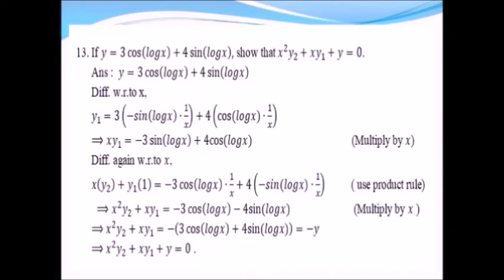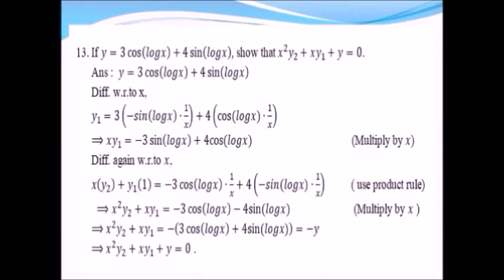So when I am multiplying with x, my left side is x square y2 plus x y1 is equal to minus 3 cos of log x minus 4 sine of log x. From the right side I am taking minus outside, remaining is 3 cos of log x plus 4 sine of log x. From the question given, y is equal to 3 cos of log x plus 4 sine of log x. I am substituting.